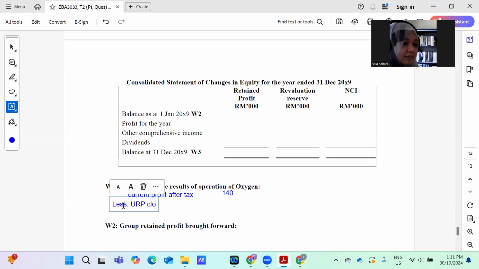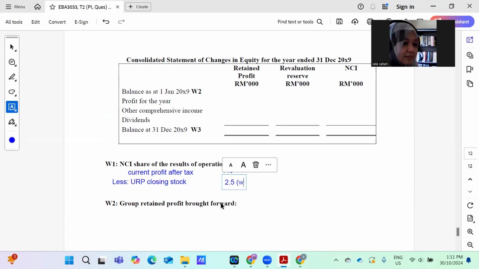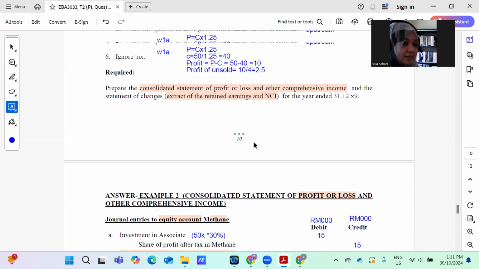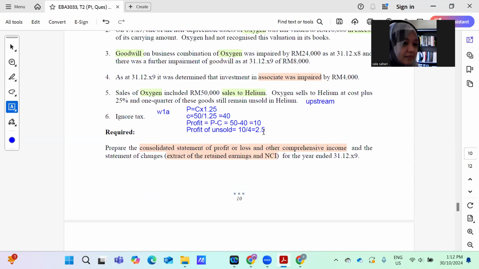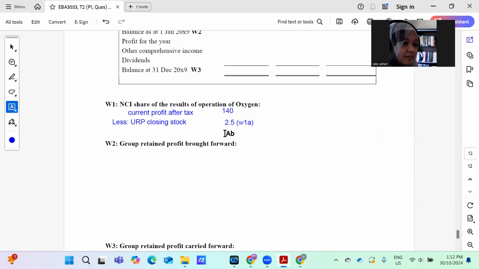on the closing stock. This one we need to adjust. So how much is the URP just now? We calculate in working number 1A. Just now is 2.5, right? So you can go up here again. This is the one. How to get 2.5 profit of unsold? The 2.5 over here. So after you minus, you will get 137.5. But then the NCI is how many percent?